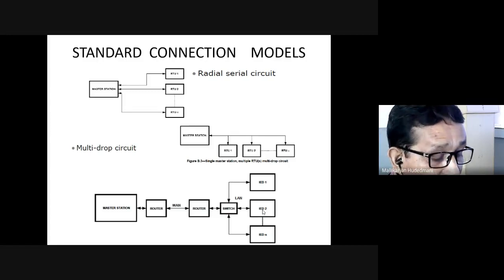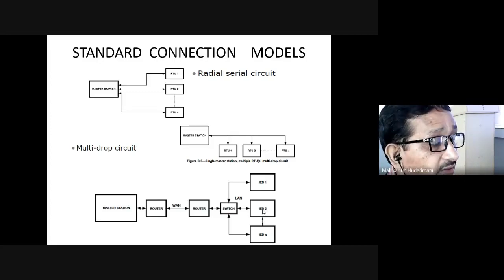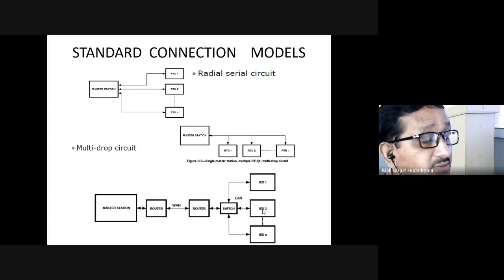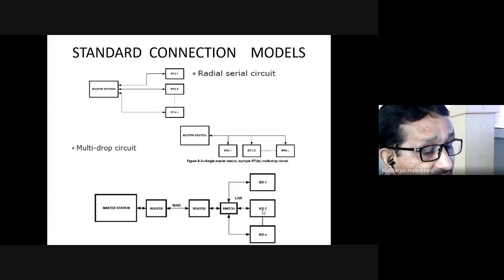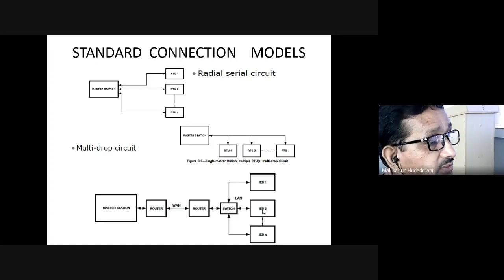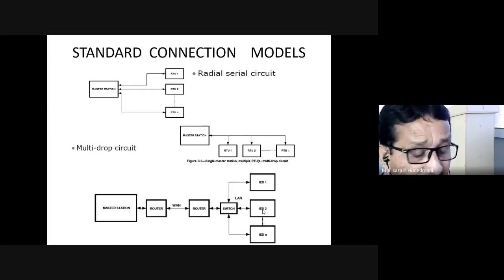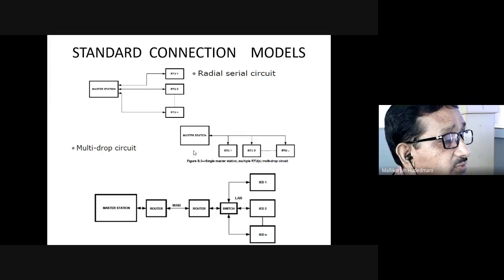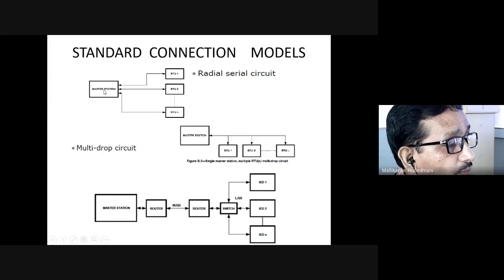The standard connection communication models required in the substation in power system operation and control are classified as radial serial circuit, wherein the master station always gets interconnected to remote terminal units or a remote station using communication mechanisms. Those mechanisms have a connection like RTU to MTU, so it is a wired or wireless communication.